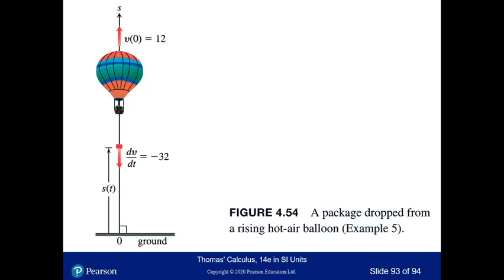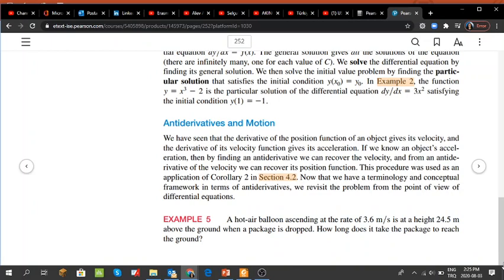Let me open up the book. Okay, so we have a question about, this part is antiderivatives and motion. We see an example about the antiderivatives. Example 5 in our book: a hot air balloon ascending at the rate of 3.6 meters per second is at a height of 24.5 meters above the ground when a package is dropped.